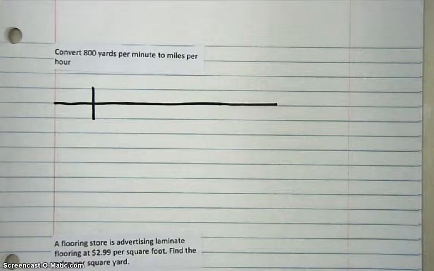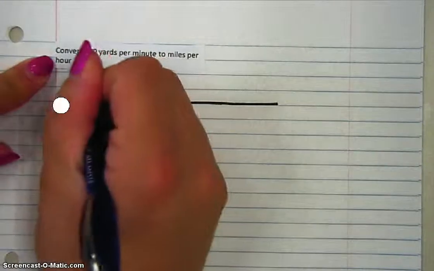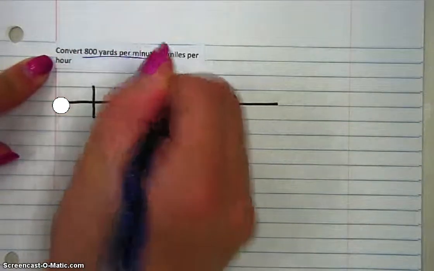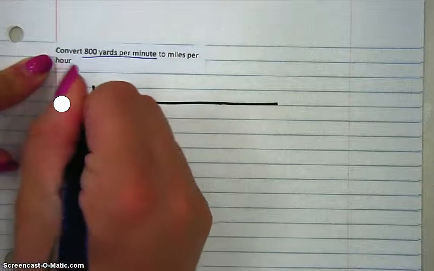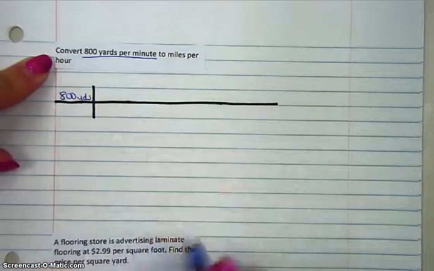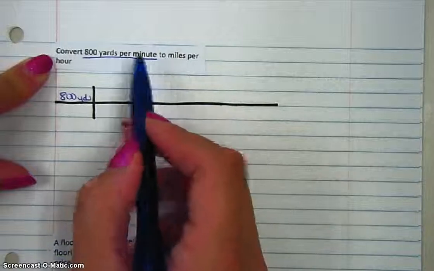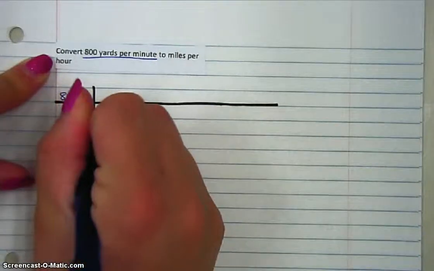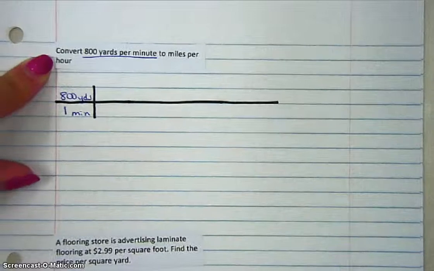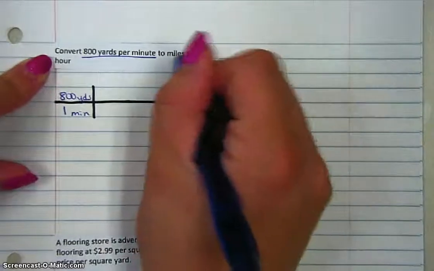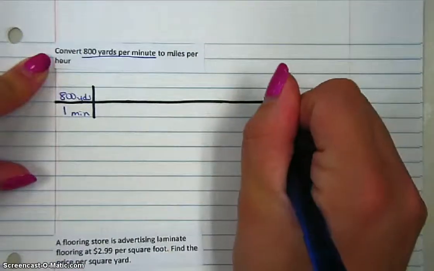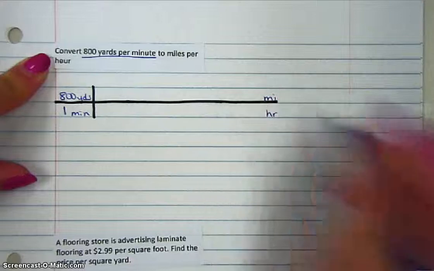Alright, our next problem is a little different. This time it says that we have 800 yards per minute. So when I write this, I'm going to put 800 yards on top. Per means divide, so that means the minutes are going to go on bottom. That implies per 1 minute, so I'm going to write 1 minute. I need to get to miles per hour. So over here I'm going to write miles per hour.